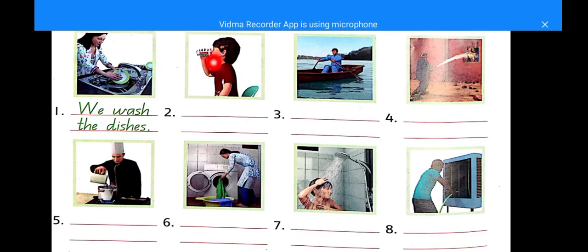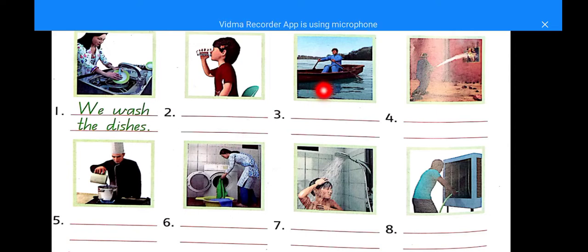Here you can see in the picture that a boy is holding a glass in his hand, and what is he doing? Exactly, he is drinking water. So now here you will write down that we drink water. Please, W as the first letter of the sentence will be capital, and at the end you will put a full stop.